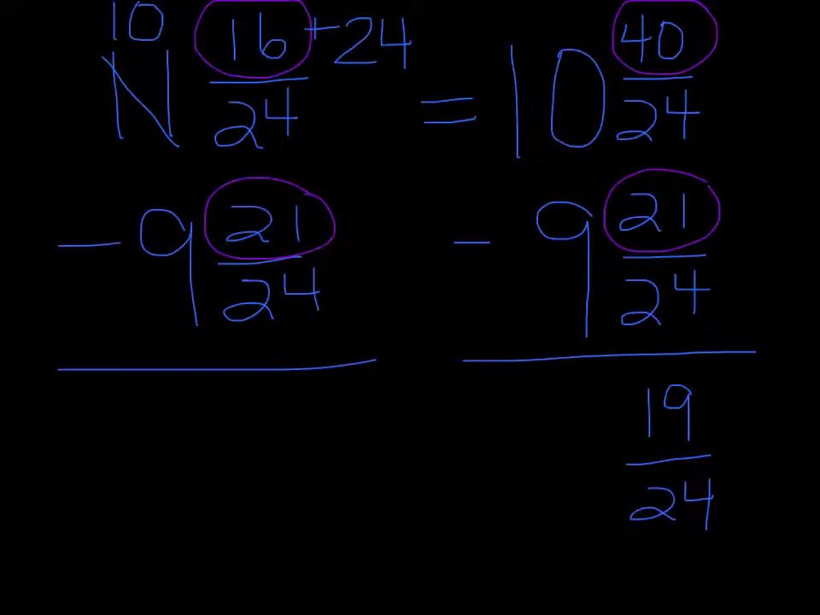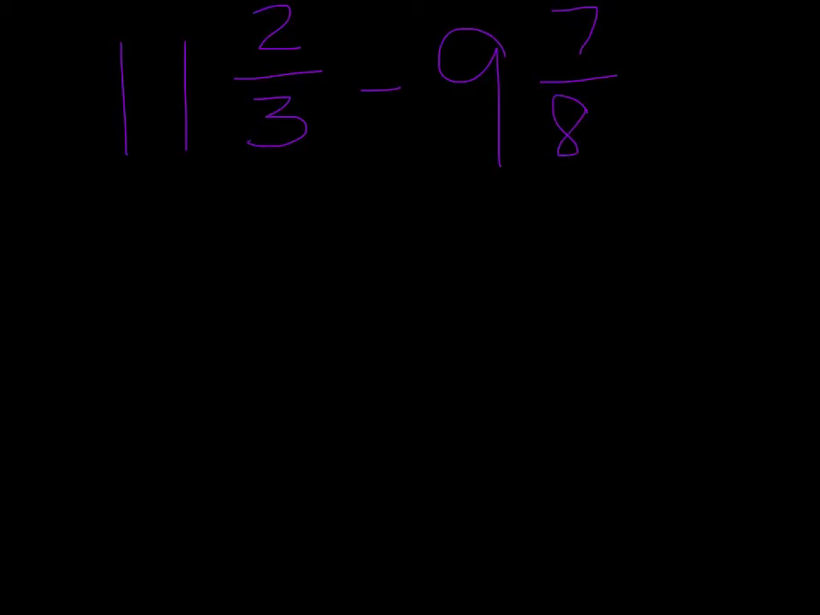And now we can subtract our whole amount. So 10 minus 9 leaves me 1. So I do have 1 and 19 24ths. If we look at the fractional part of our mixed number, there are no common factors between 19 and 24. So we know that that fraction is in simplest terms. So in the end, our final solution for 11 and 2/3 minus 9 and 7/8, through the whole process, turns out to be 1 and 19 24ths.